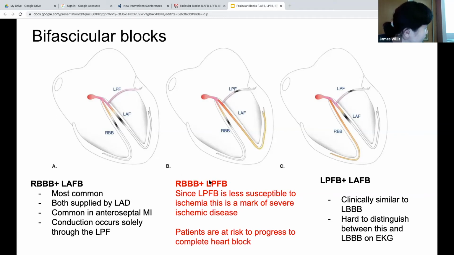The least common is the right bundle plus a left posterior fascicular block together. Because this demonstrates that there might be disease in both the PDA and the LAD, these are the most serious. So a patient like this that's symptomatic, I consider admitting them for further monitoring, workup, and potentially even a pacemaker, because they can actually progress to complete heart block, to a complete AV block. And then this one, the left posterior and the left anterior together, clinically, they're basically similar to a left bundle branch block. There are ways to tell this apart on an EKG, but we're not going to go into that today.